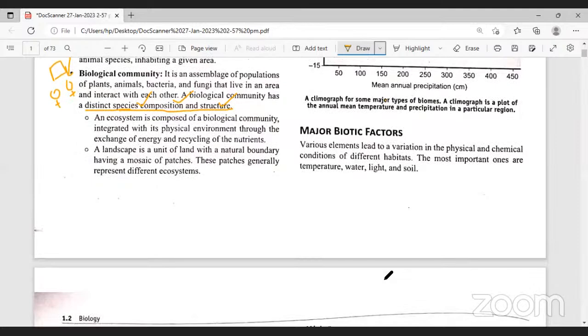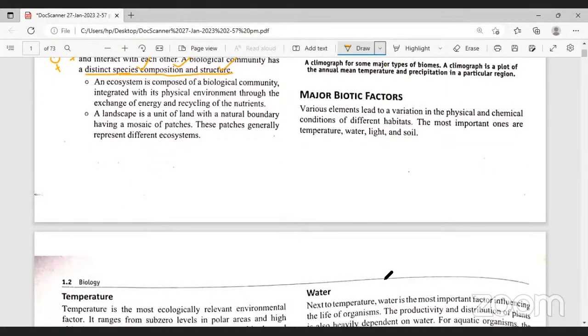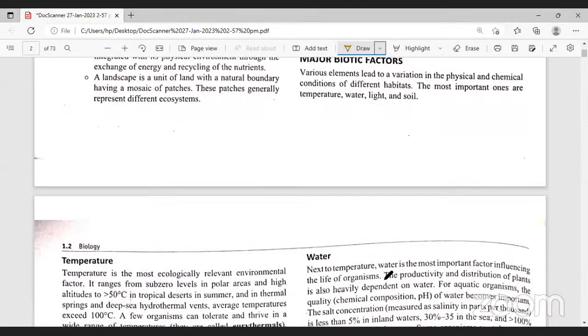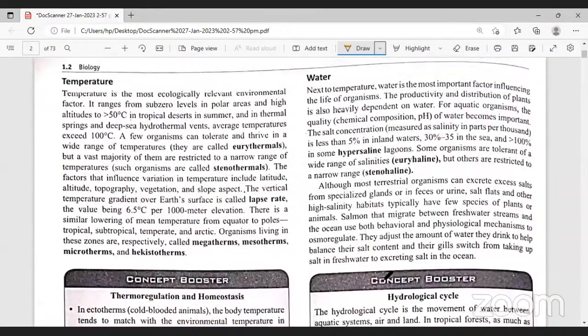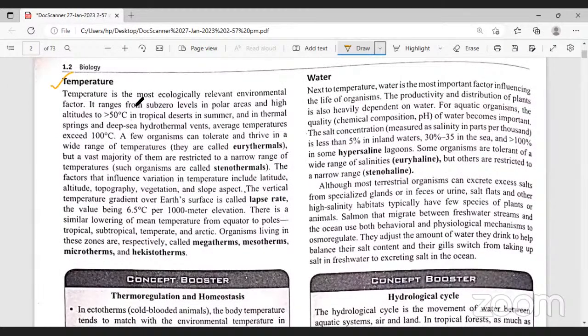Biotic means living, isn't it? See that. First one is temperature. Take an example of temperature. The temperature is the most ecologically relevant environmental factor, ranging from sub-zero level to the polar area. Already in our polar season, altitude, Arctic, Antarctic, the temperature will be very less, otherwise called minus, isn't it? Zero and sub-zero or less than zero. That condition is called the polar area.